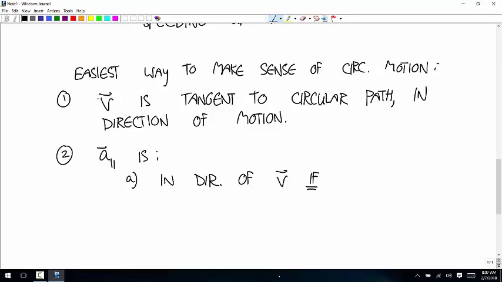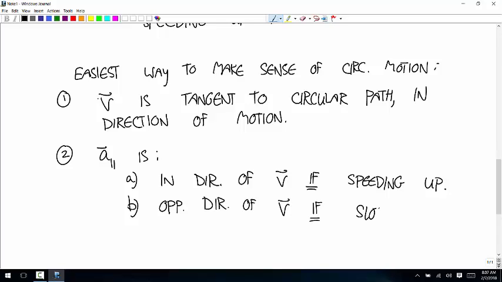Yes, in the direction of V if the thing is speeding up. Yep. And it's in the opposite direction of V if it's slowing down. Okay, so that's exactly the same as the way we've been talking about it in lab.